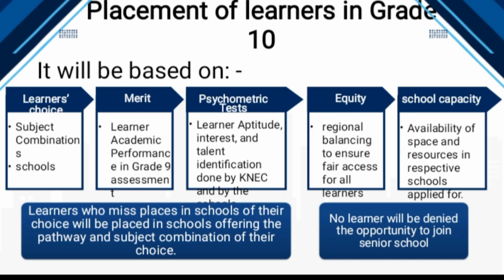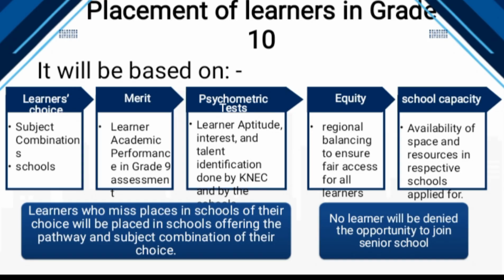So learners who miss places in schools of their choices will be placed in schools offering the pathway and subject combination of their choice. So no learner will be denied the opportunity to join senior school. So that's important information. So when you find that your learner has not been placed in the school that he selected, just make sure that the learner will be placed in the school that is offering the choices or the interests that the learner is based on.